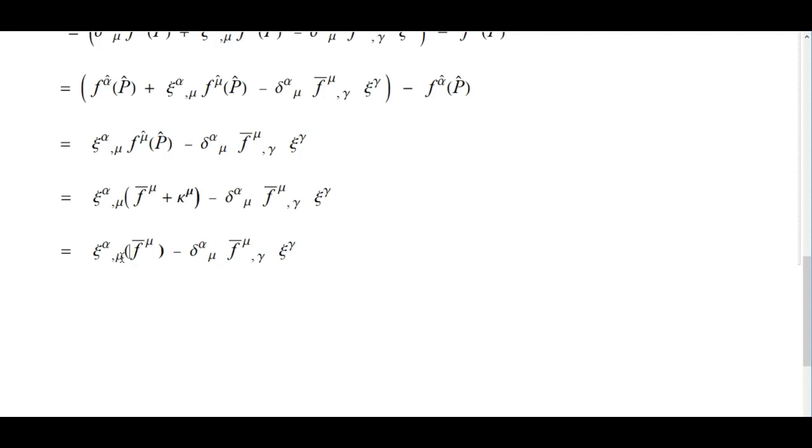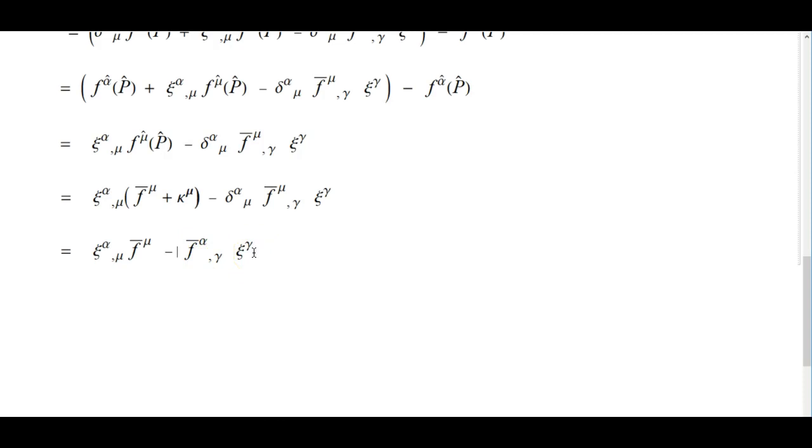Simplify to this. Anything else? Yes, mu. And this will become alpha. And this delta alpha mu is gone. Okay, so we have xi alpha with respect to mu, f bar mu, minus f bar alpha with respect to gamma, and then xi gamma.